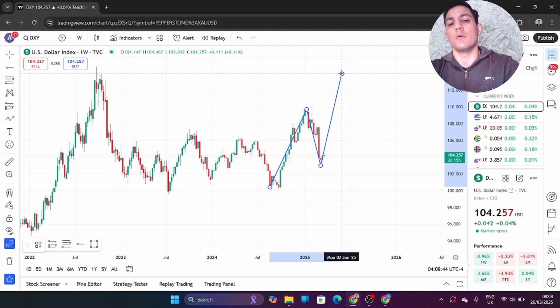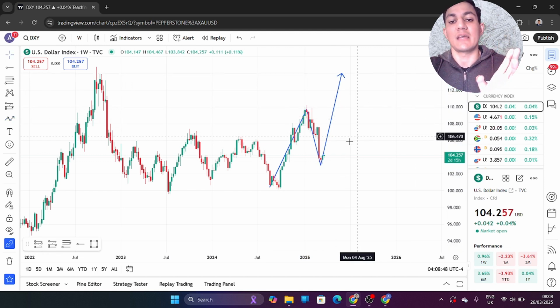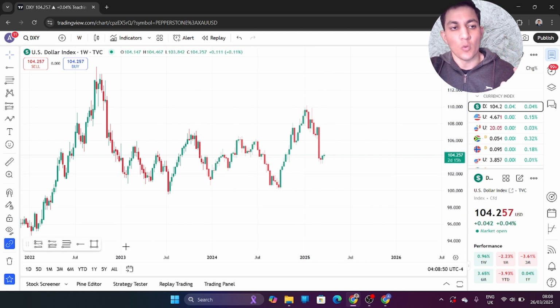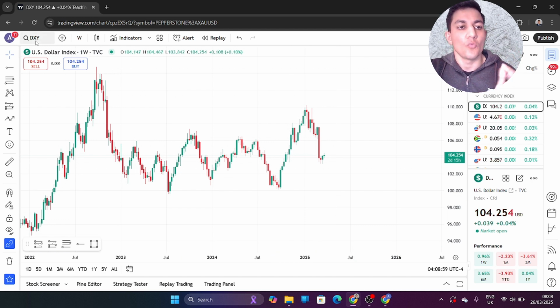Now you might be wondering, okay, that's cool, interesting. Why do I care about this? This is why we care about this. This is the dollar. This is what this index actually is. This is the US dollar against all the major currencies, right? So GBP, USD, yen, all that sort of stuff. This is the dollar against all the major currencies.